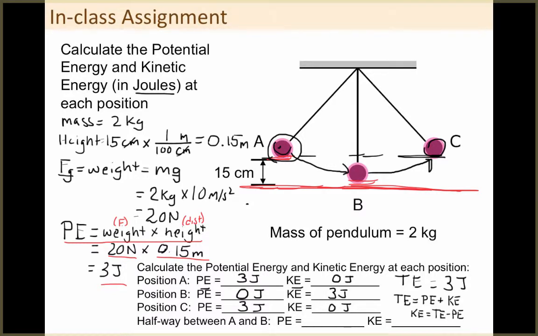So halfway between them, the energy is going to also be halfway between. So you're going to have half potential energy and half kinetic energy. And the total energy still needs to add up to be 3. So half of the energy being potential is 1.5, and half of the energy being kinetic is also 1.5. 1.5 plus 1.5 equals 3.